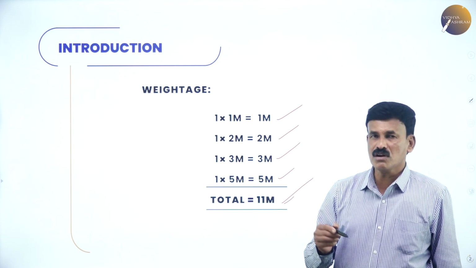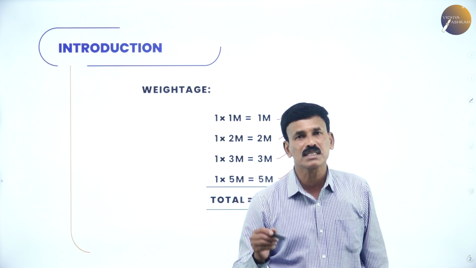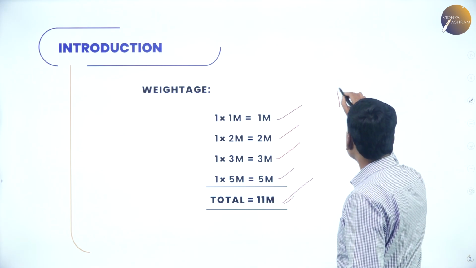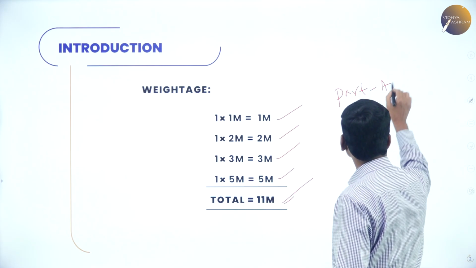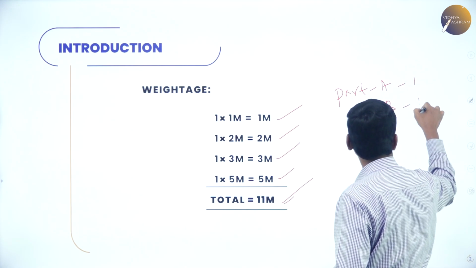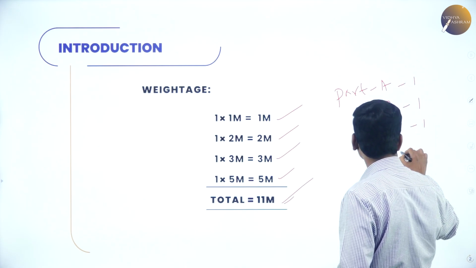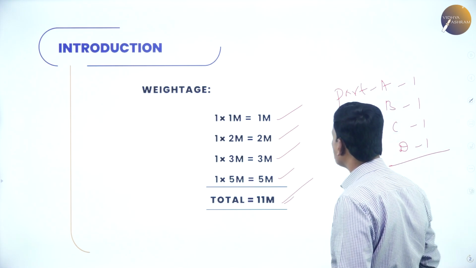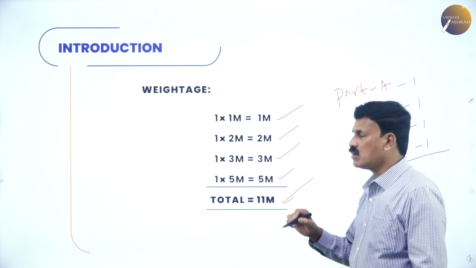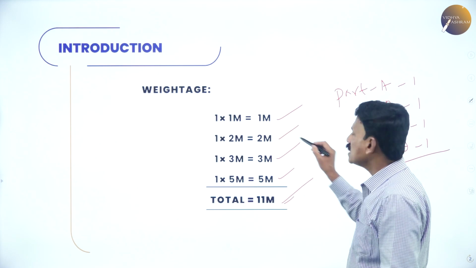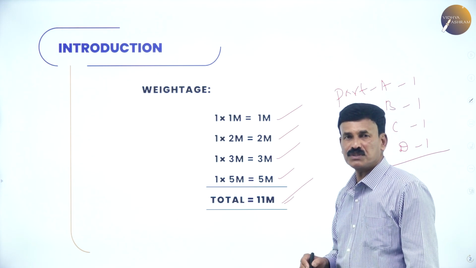That means in all sections, part A, part B, part C and part D, in part A you will get one question, in part B one question, in part C one question, and in part D one question. So totally 4 questions in all the parts A, B, C, D. You will get one question from this session.